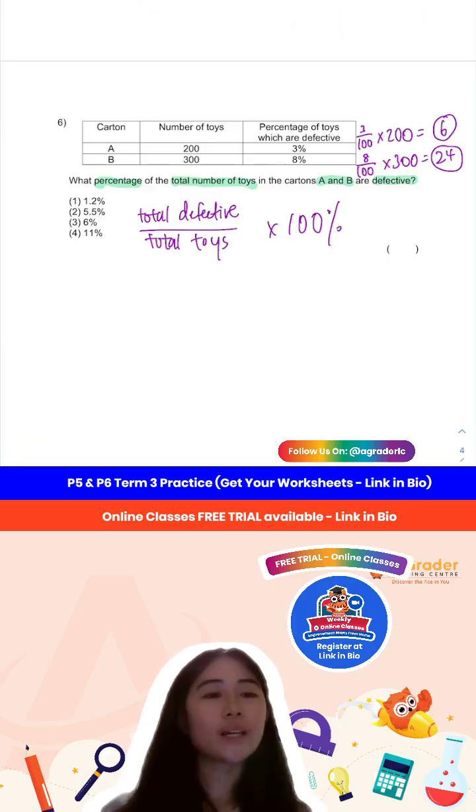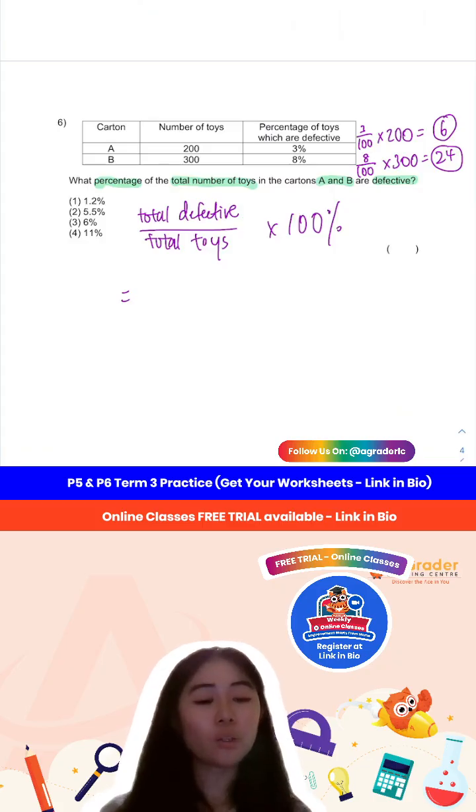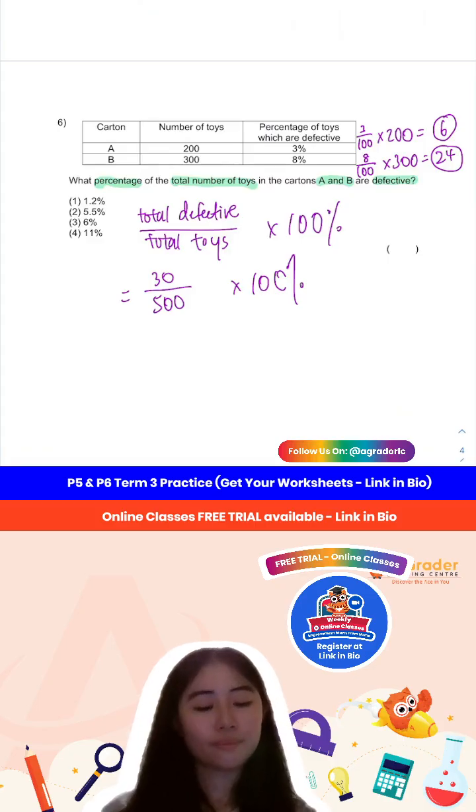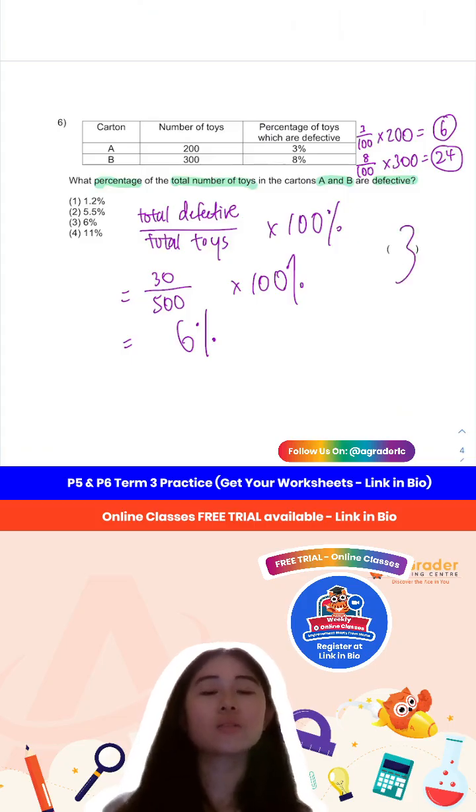Okay, so IDK, you say add together. Yes, correct. A has 6 defective and B has 24 defective. So you need to add it together to get 30 defective in total. And then your total number of toys is 200 plus 300, which is 500 toys. And then you times 100%. Okay, so that's how you get the answer 6%. So those of you who said option 3, you are correct. Option 3.